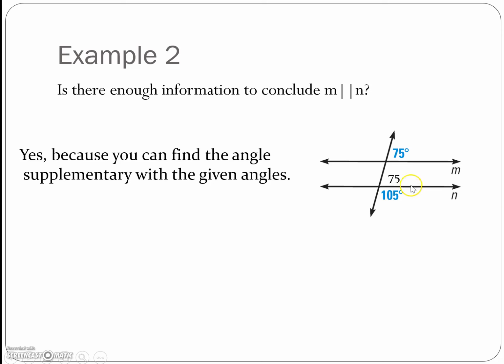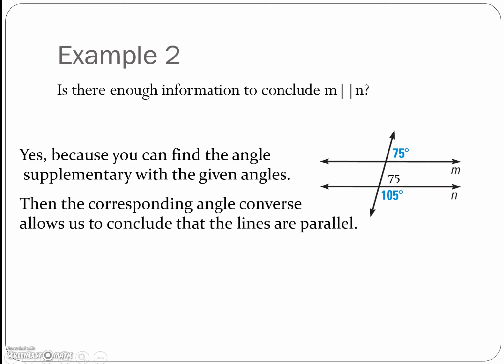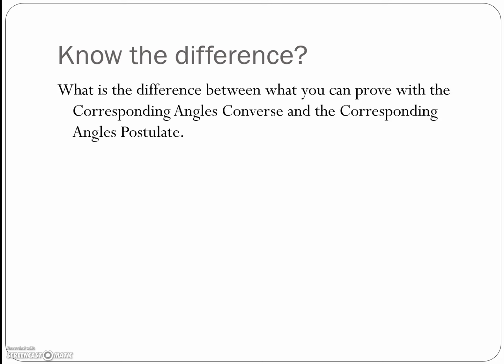So if we know this totals up to 180, 180 minus 105 finds this angle here being 75 degrees. Now we're going to take a look at these two here, and we can see that they are going to be the same. So the corresponding angles converse allows us to show that these lines here are actually parallel to each other. Please make sure you're understanding the difference between the corresponding angles converse and just the corresponding angles postulate.